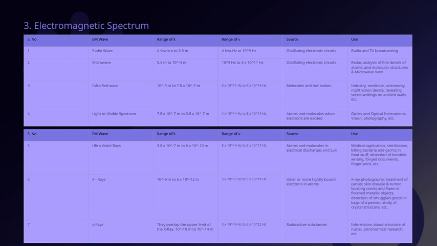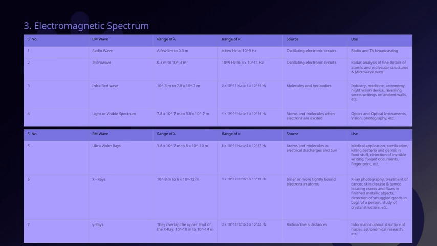Now that we've explored the end of the electromagnetic waves section, let's move on to the electromagnetic spectrum. On this slide, we see a detailed table that categorizes different types of electromagnetic waves based on their wavelength, frequency, sources, and uses. Starting from the top, ultraviolet rays, or UV rays, have wavelengths ranging from about 3.8 times 10 to the minus 7 meters down to 6 times 10 to the minus 10 meters, and frequencies from 8 times 10 to the 14 Hz up to 3 times 10 to the 17 Hz.